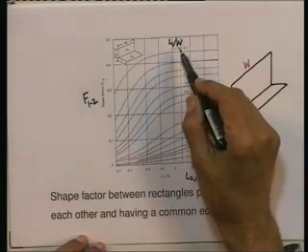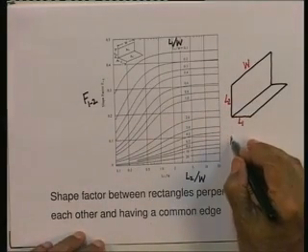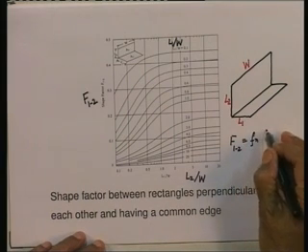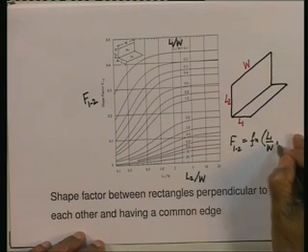Now, given this situation, if you have to do a radiant heat exchange calculation, calculate L2 by W, calculate L1 by W, and then from this graph read off the value of f1 to 2. So, f1 to 2 is a function of L1 by W and L2 by W.